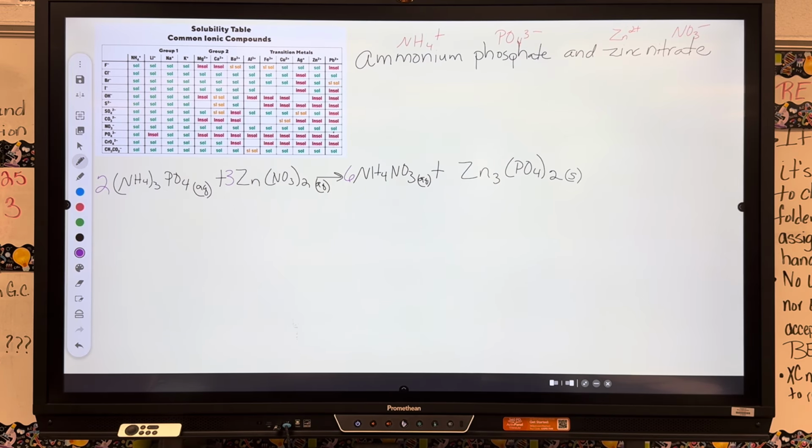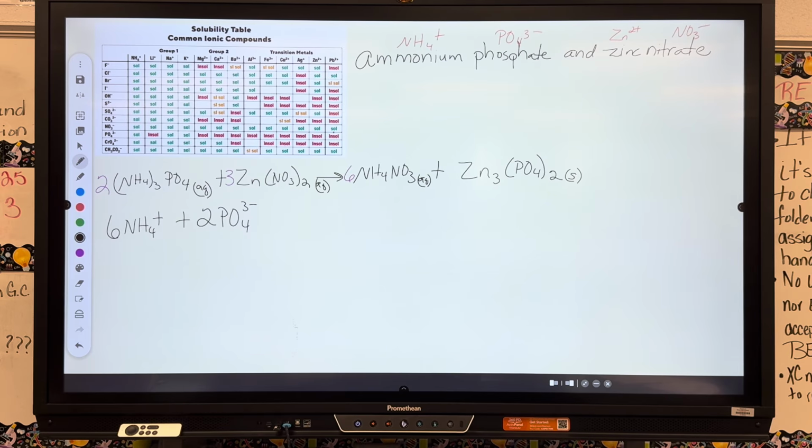How many phosphates do I have? There are 2 phosphates there, so I'm going to take those phosphates and find out how many of those I have as well. That gives me those 6 ammonium ions. Now when I look here, I have 2 phosphate ions. Notice that I broke down the ammonium and the phosphate into their individual ions.